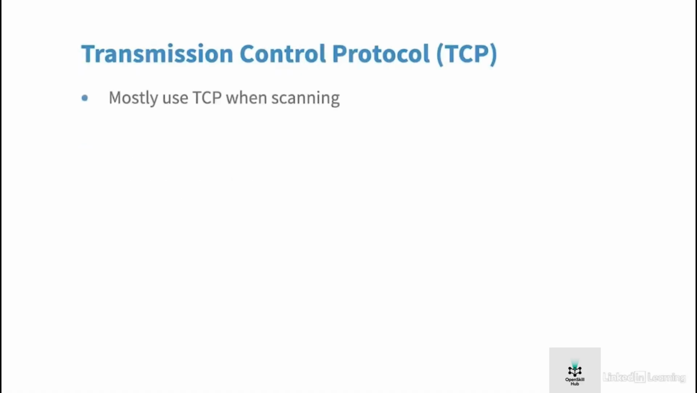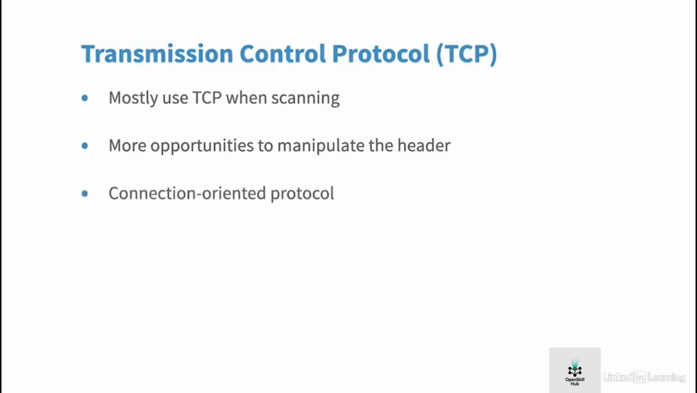The reason is that TCP has many more opportunities to manipulate the header than UDP. TCP is a connection-oriented protocol that establishes a connection to the remote host via a 3-way handshake. A TCP header contains 11 fields, which includes a 1-byte field that holds the flags. Let's talk about each of the flags and their function.